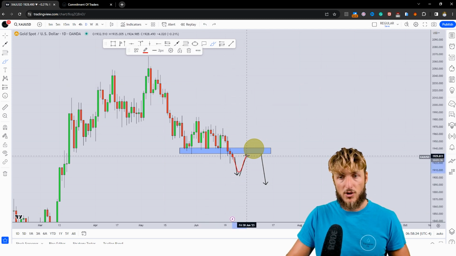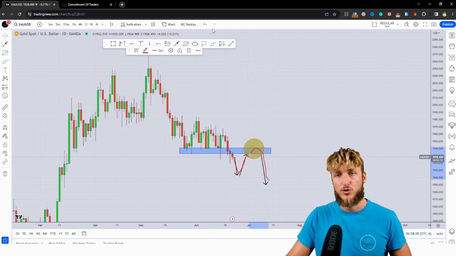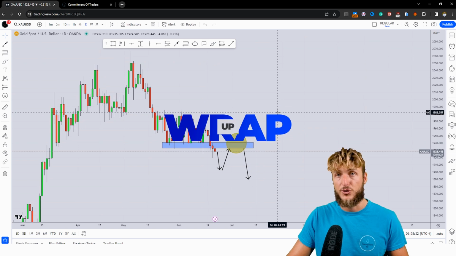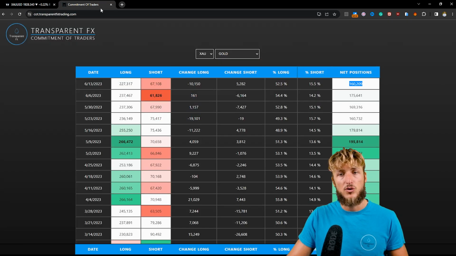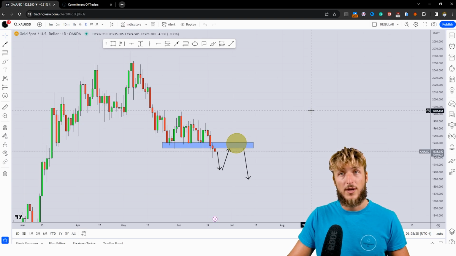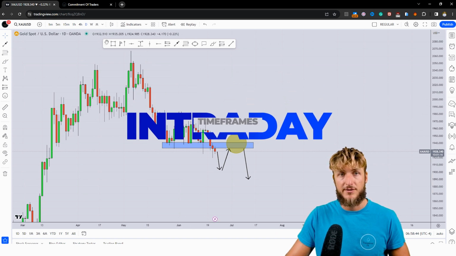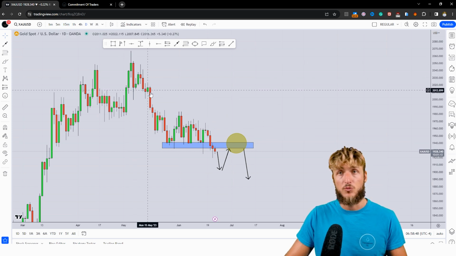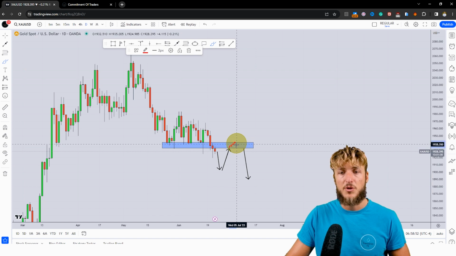So if we get the break on the retest of this previous support and resistance, that is how we could be approaching a potential move lower. Now, as usual, trading is reactive and not predictive. The monthly, weekly, and daily combined with the COT data, those are the best time frames from a directional perspective. However, when it comes to confirmations and entries, the best time frames are the intraday time frames, so 4 hour and lower.